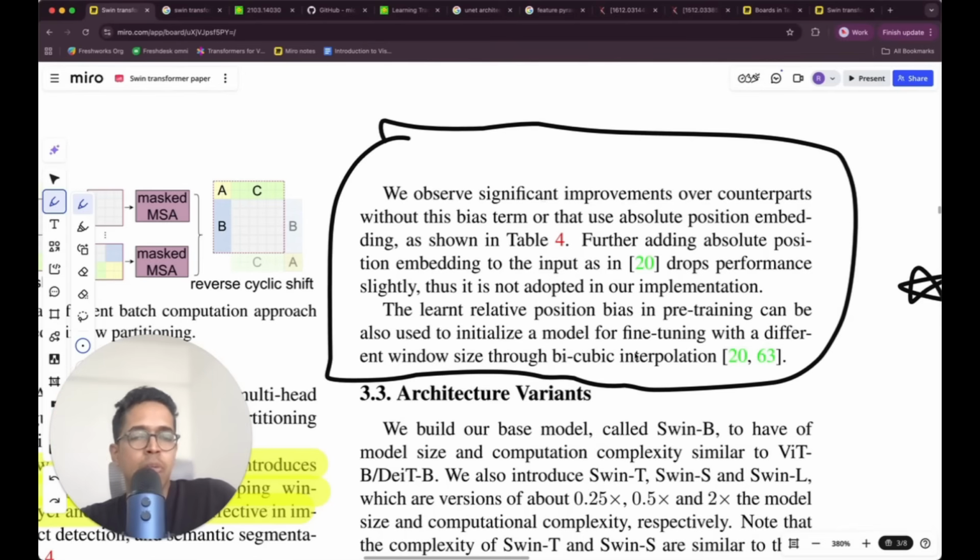size through bicubic interpolation. So basically, if the number of patches inside a window is larger, let's say a 15 by 15 window size, then you have numbers going from -14 to 14, which is 29. Then you will need a bias table. Instead of 13 by 13, you will need a 29 by 29 bias table. But you can construct that bias table from the 13 by 13 bias table through bicubic interpolation.